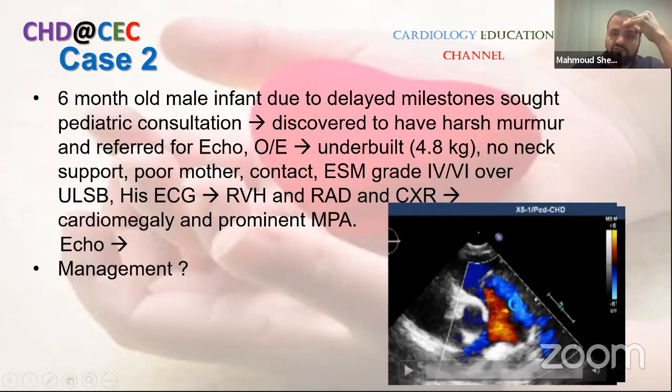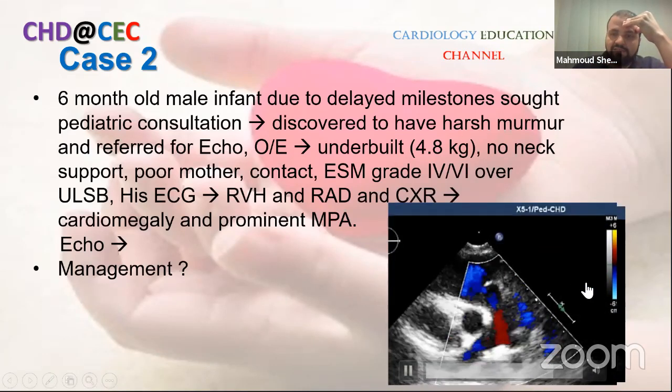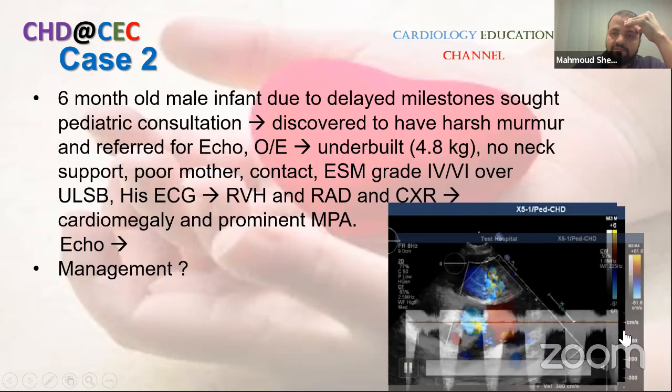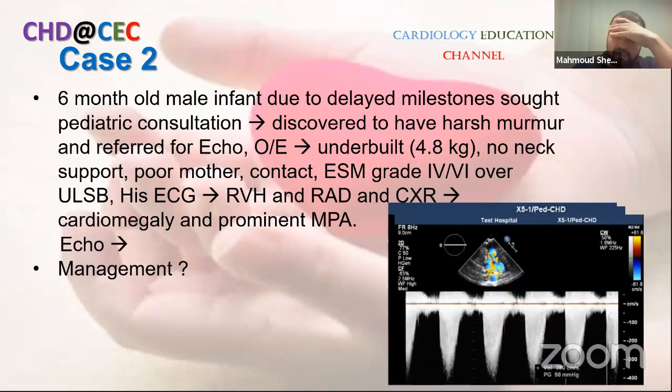This is by color Doppler interrogation. You can see the jet is directed towards the left, the LPA more than the right. And by continuous wave Doppler, we get a gradient of 60-65. It's almost 4 meters per second velocity.